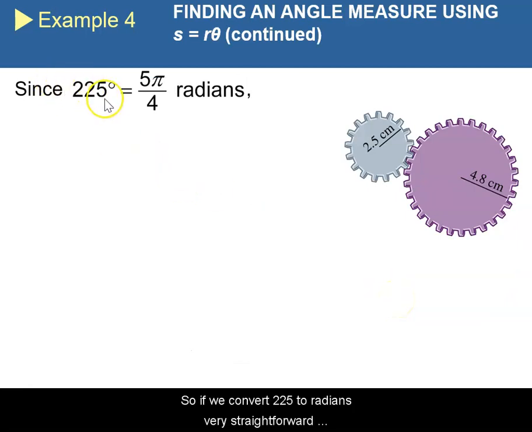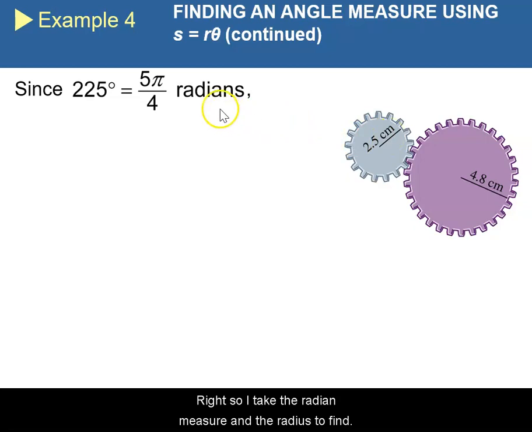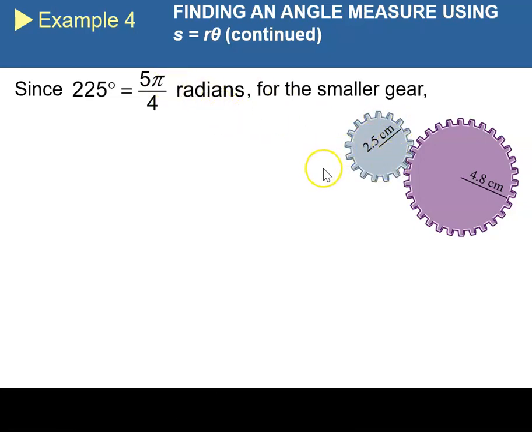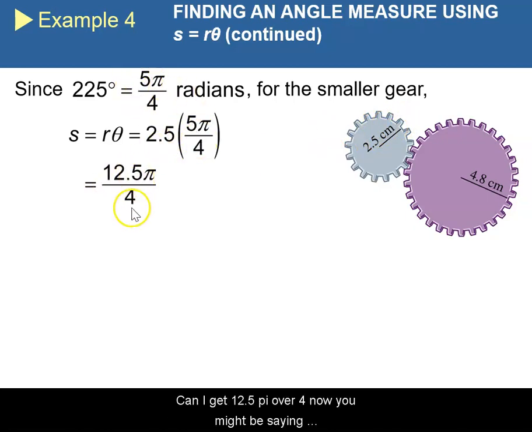So if we convert 225 to radians, very straightforward. Again, we just multiply by pi over 180, do our canceling, and we should get 5/4 pi radians. Okay. So now I know what the angle measure is for the small gear, and I have the radius, right? So I take the radian measure and the radius to find the arc length. I just plug in 2.5, the radius, and the radian measure, and I get 12.5 pi over 4.